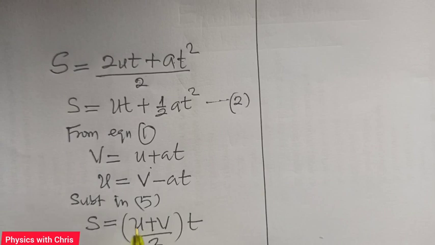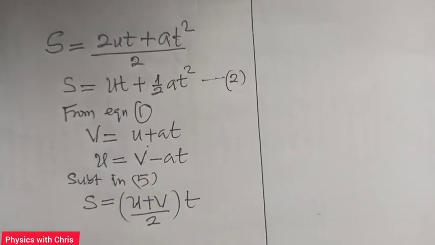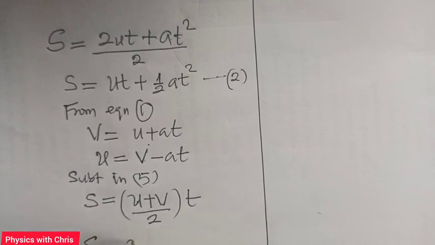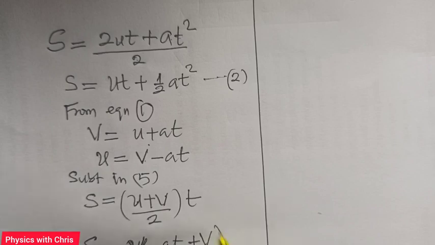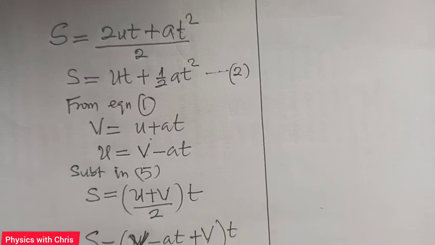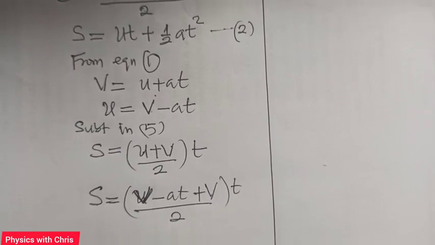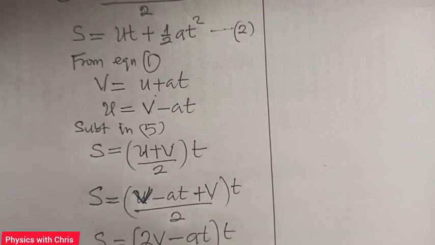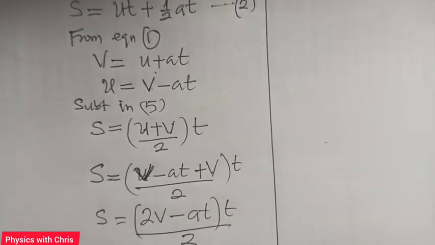Now, by the time I replace this u with v minus at, I'm going to have s equals v minus at plus this v, divided by 2, times t. So that I have s equals v plus v gives me 2v minus at, times t over 2. Okay, so we have this.